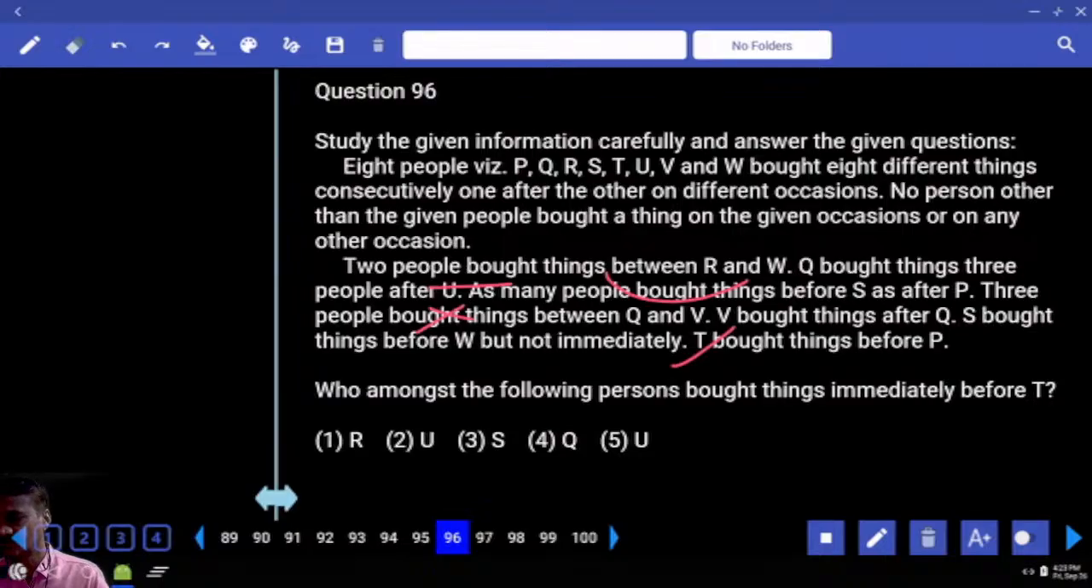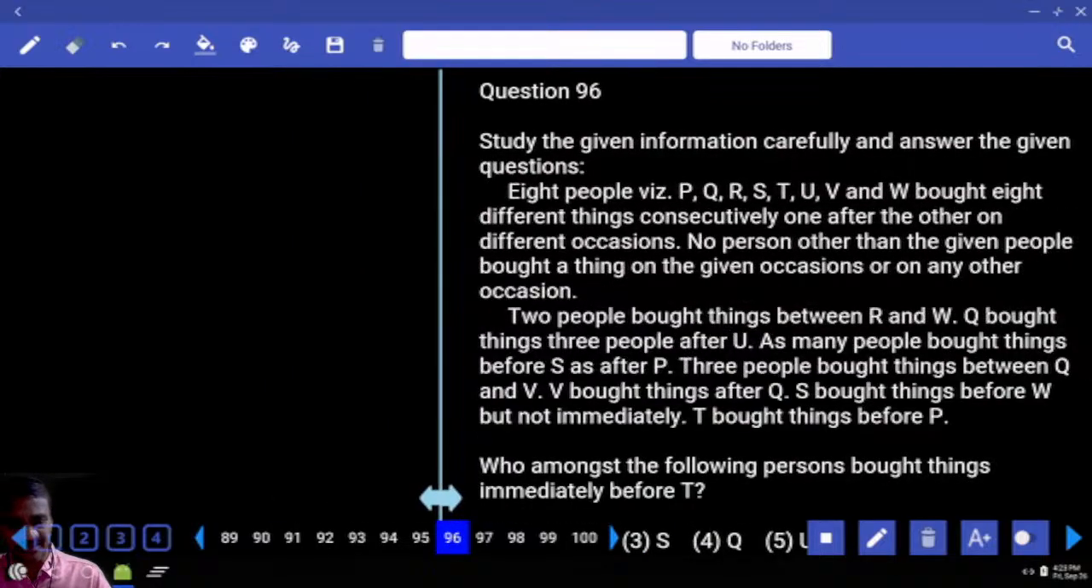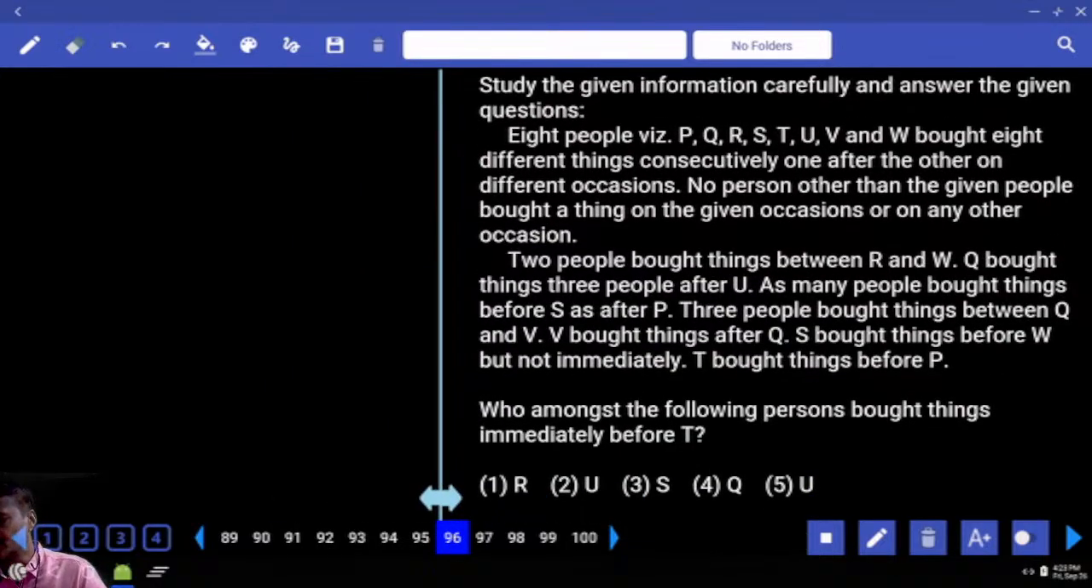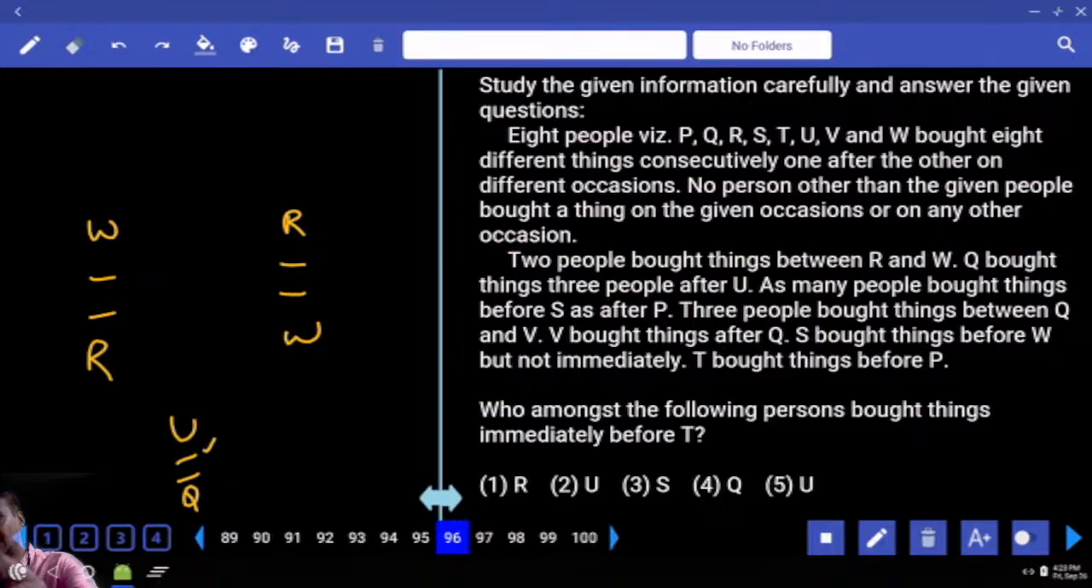Then 96 onwards. First or the second? Definitely first priority. 8 persons bought 8 different items, one after the other. Two people between R and W. If R is here, W will be here, or if W is here, R is here. R and W, there must be exactly 2 people. And Q bought 3 people after U. Between U and Q there must be exactly 2 people, so Q is 3 persons after U.